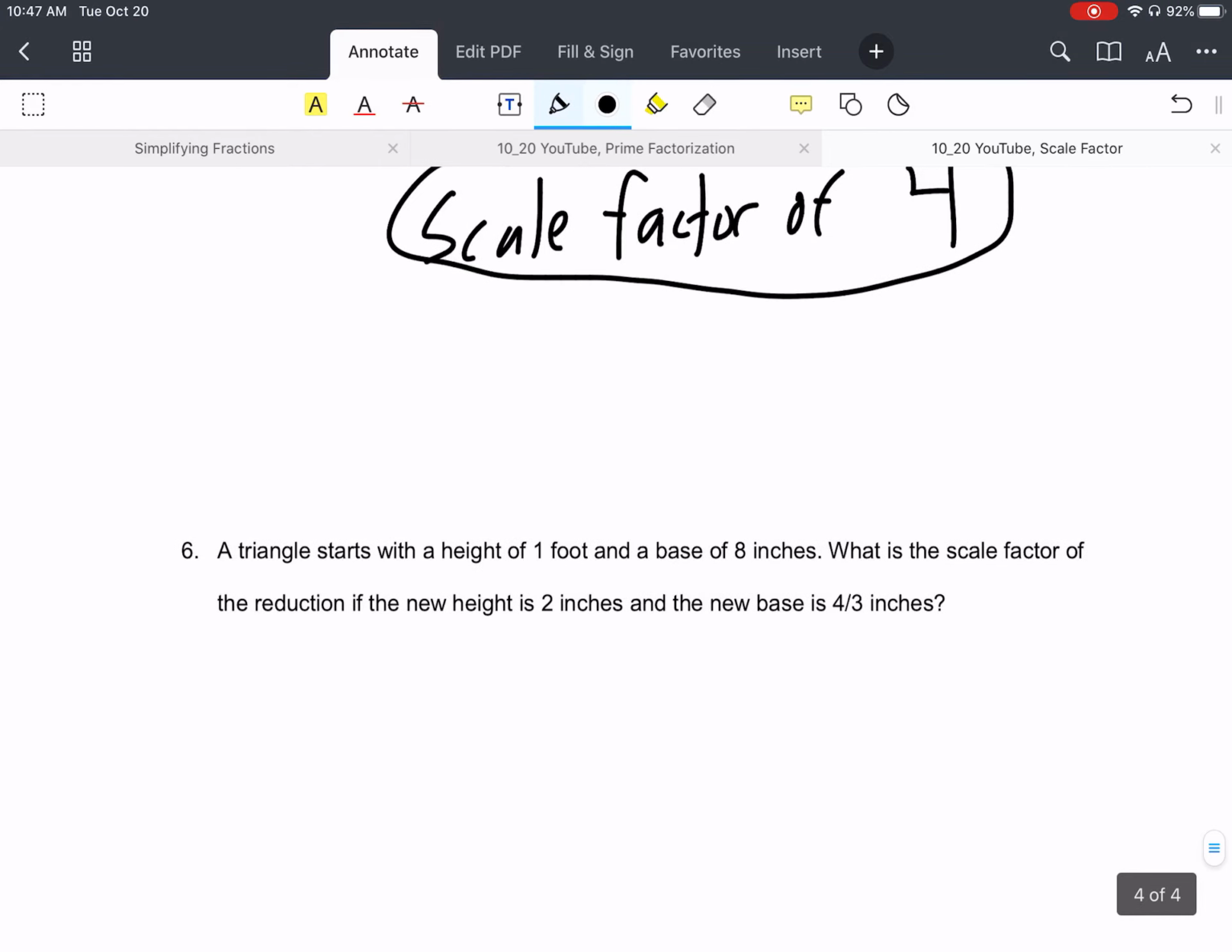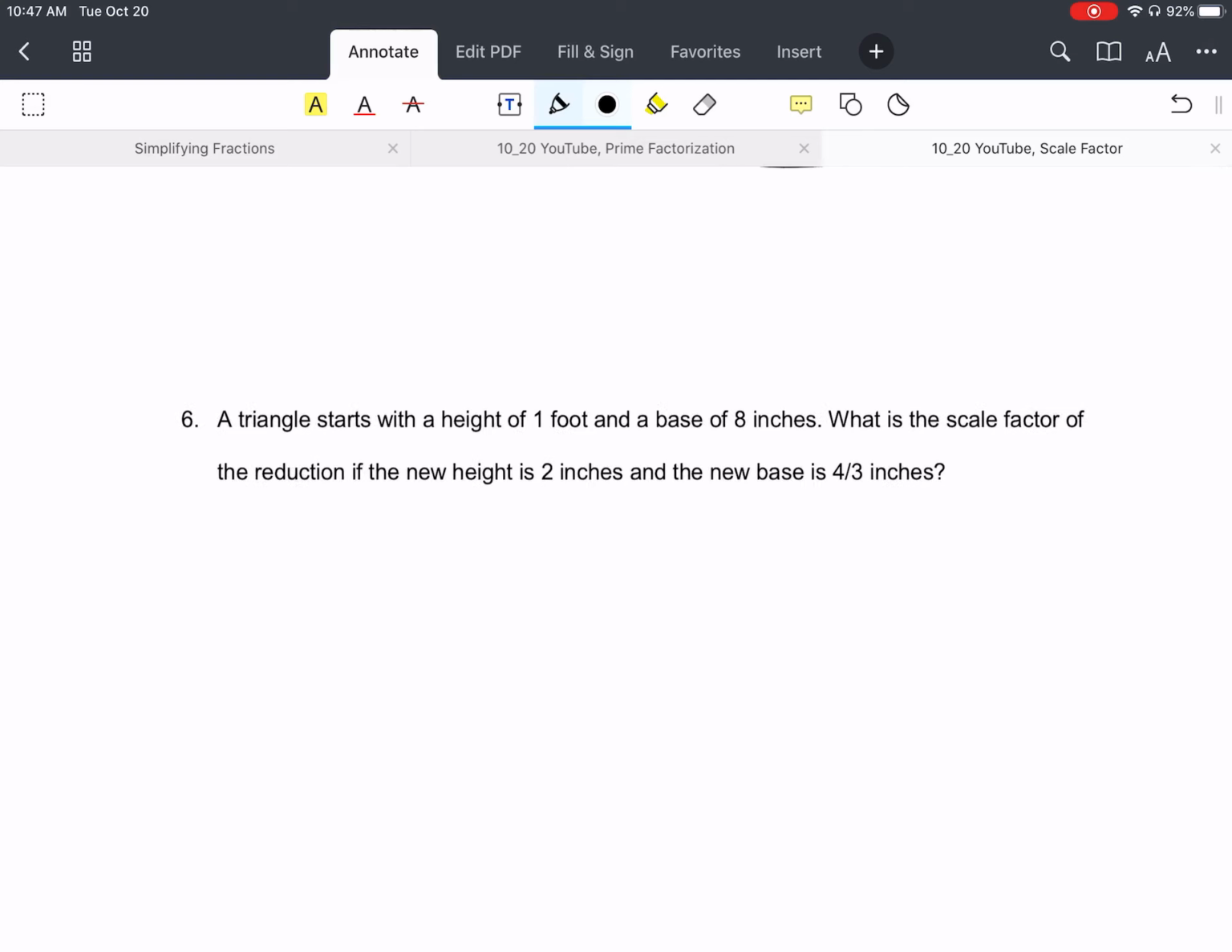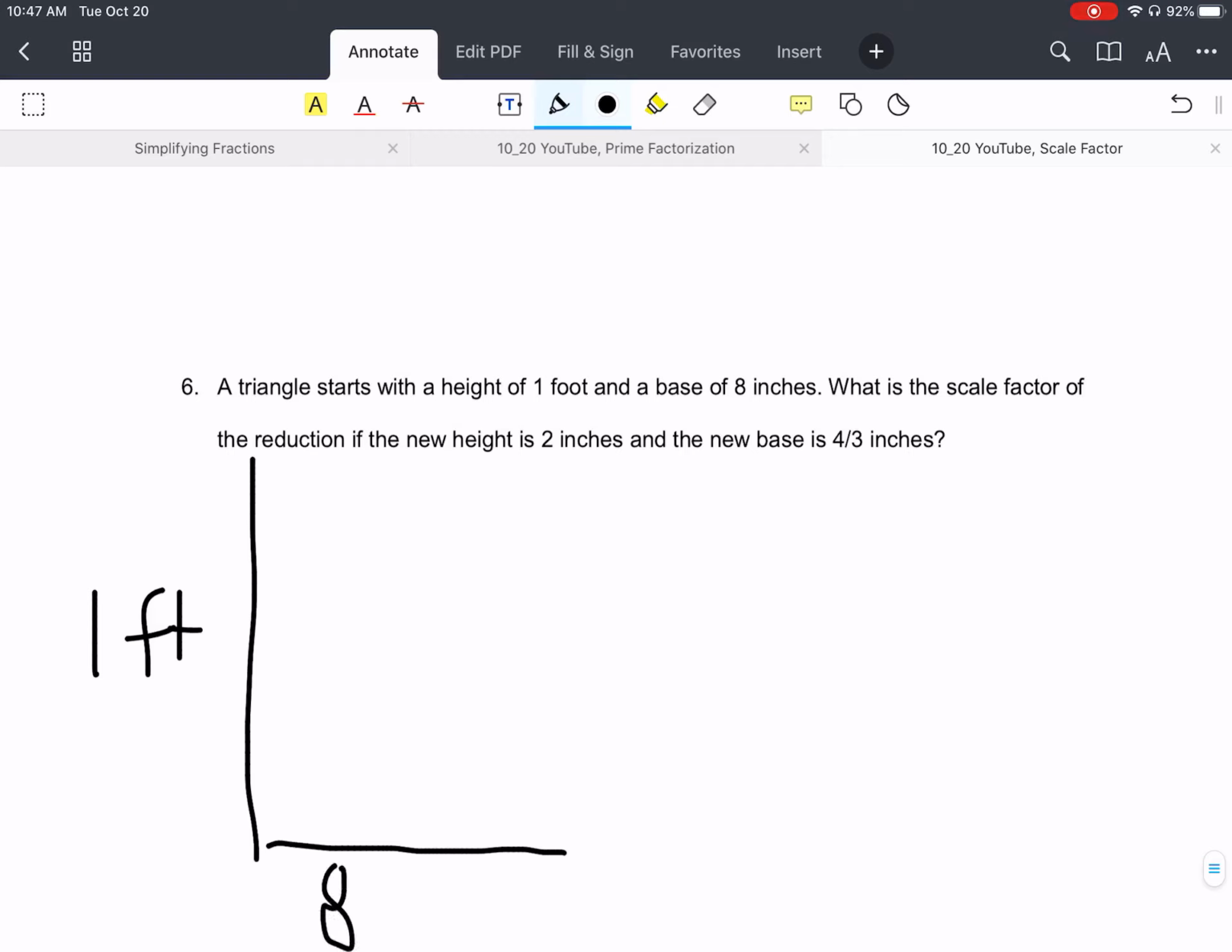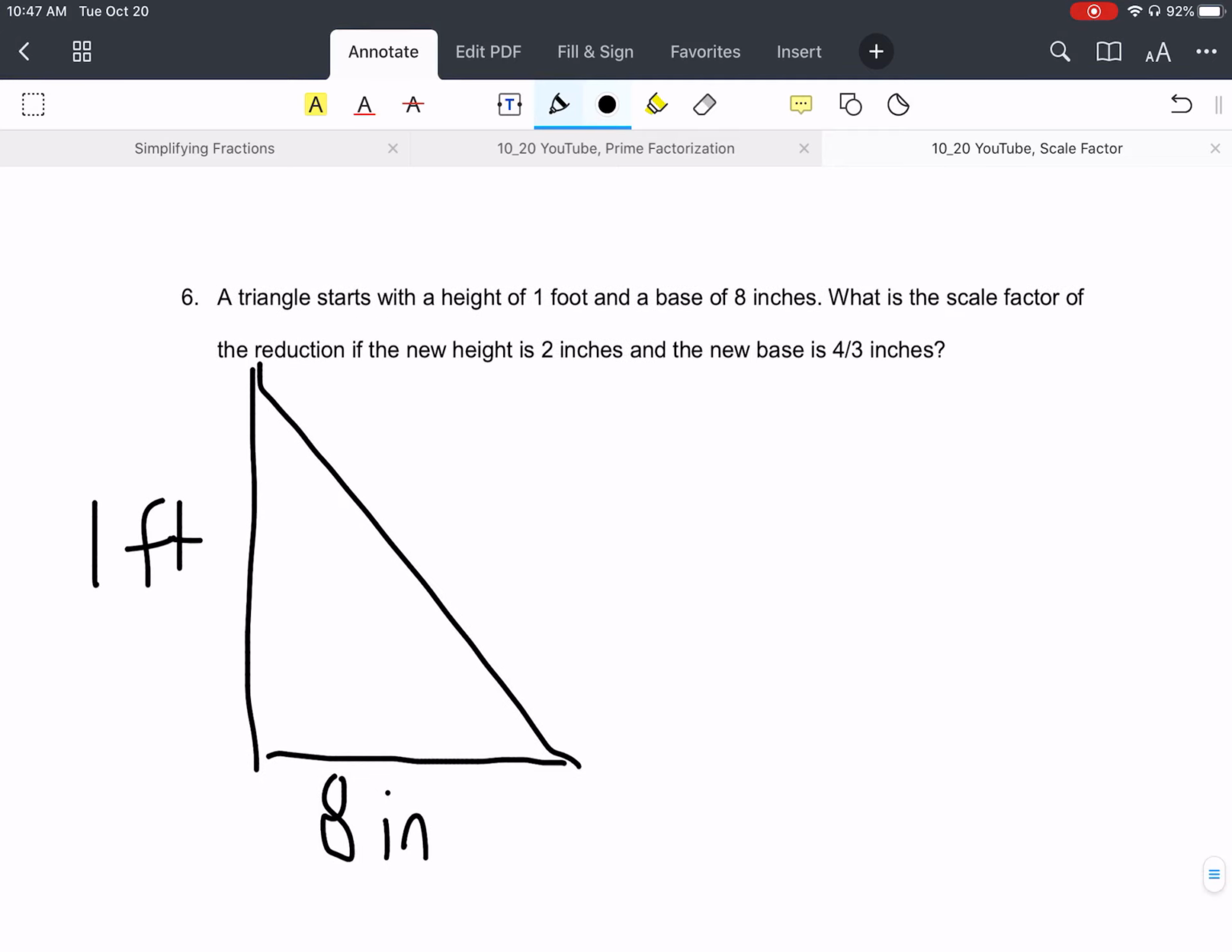Last example, a triangle starts with a height of 1 foot. So let's say we have 1 foot, and a base of 8 inches. I am not actually measuring these, I'm just drawing. What is the scale factor of the reduction if the new height is 2 inches and the new base is 4/3 inches? So this is a reduction. We have 2 inches. We have 4/3 of an inch.